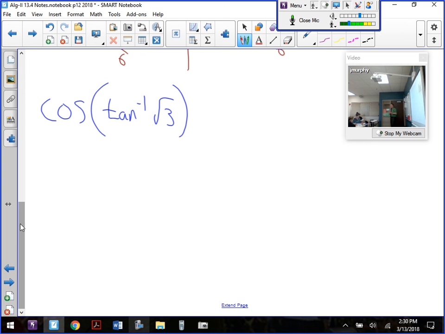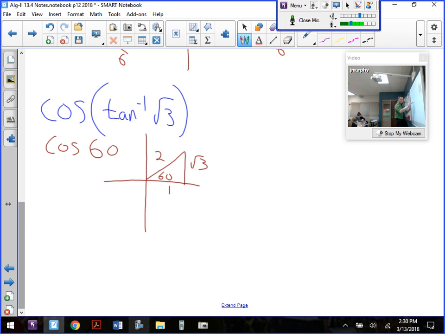Anyway, what this is asking you is, what is the cosine of an angle whose tangent is root 3? 2 steps. Start from the inside out. Tangent root 3. We just did that, didn't we? Opposite, adjacent. What angle has an opposite of root 3 and adjacent of 1? 60. So that means that what is the cosine of 60? Well, cosine of 60 is 1/2.